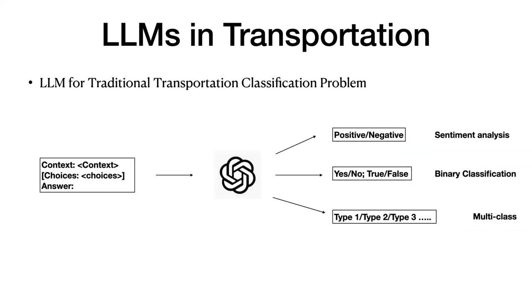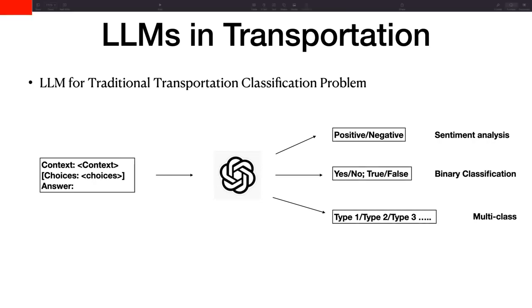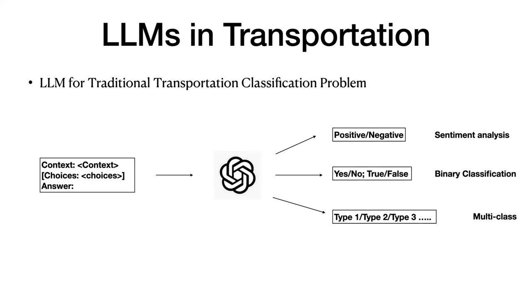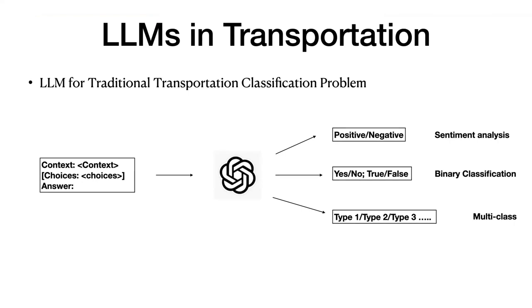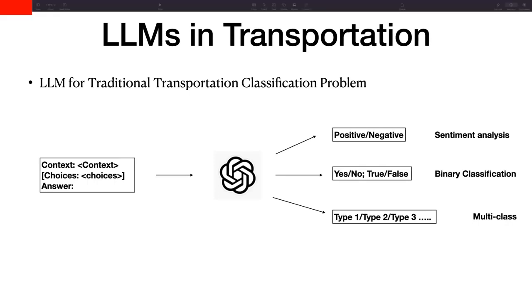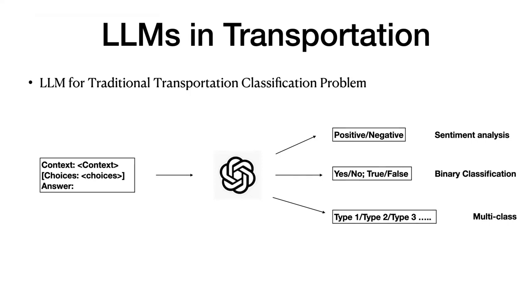The next application is using the large language model for traditional transportation classification problems, such as sentiment analysis, where you analyze whether the user's feedback is positive or negative. You can also use the large language model for binary classification, and for multi-class classification, such as determining what kind of situation caused the train to be delayed. Maybe it's because of the transit signal or some other situation, so they can do all those classifications.